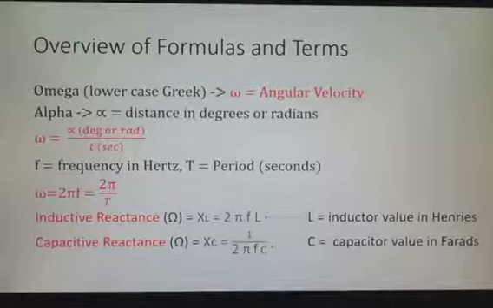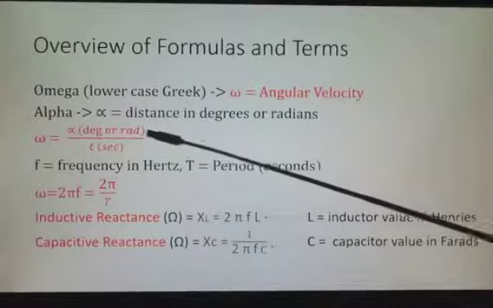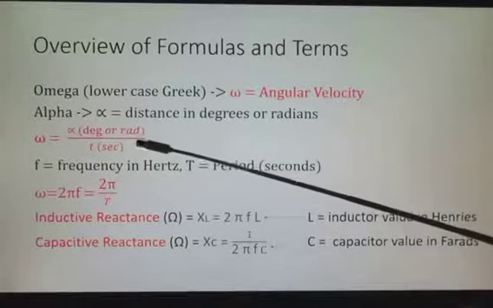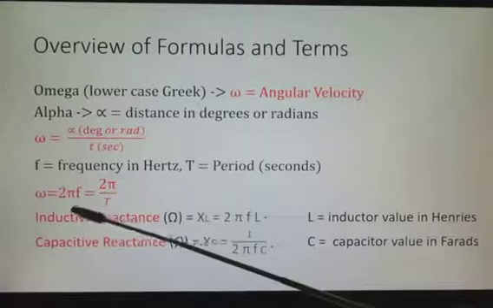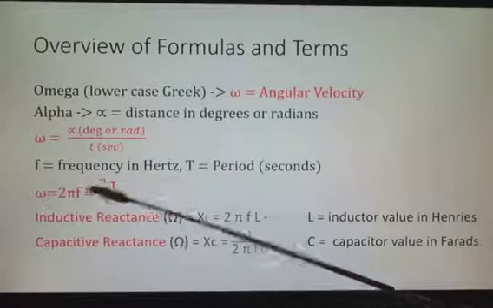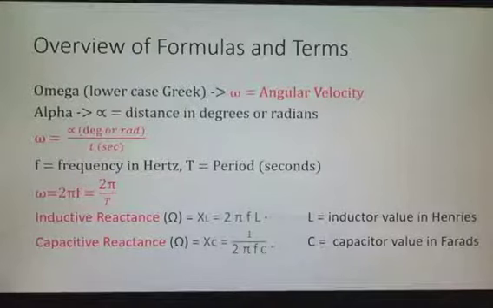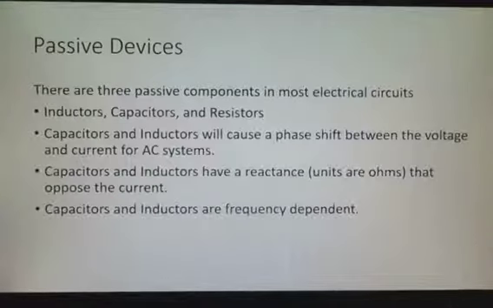A couple things to remember is angular velocity, which is the degree or radian, the distance in time. And then angular velocity could also be broken down to 2 pi times the frequency, or 2 pi over the period. And we're going to talk about inductive reactance and capacitive reactance as well.